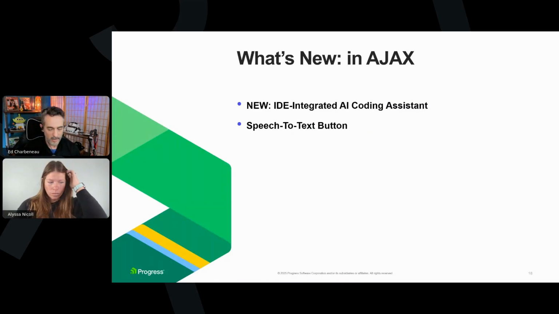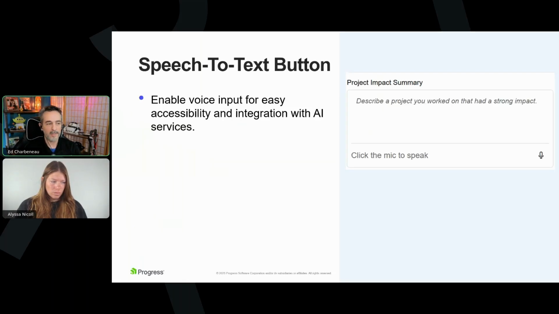So we're going to shift gears now to talk a little bit more about our individual component libraries. Let's start with Telerik UI for AJAX. We have our AI coding assistant for AJAX now, and we have the brand new speech-to-text button. The speech-to-text button you'll see come up in our other component libraries when I talk about them.